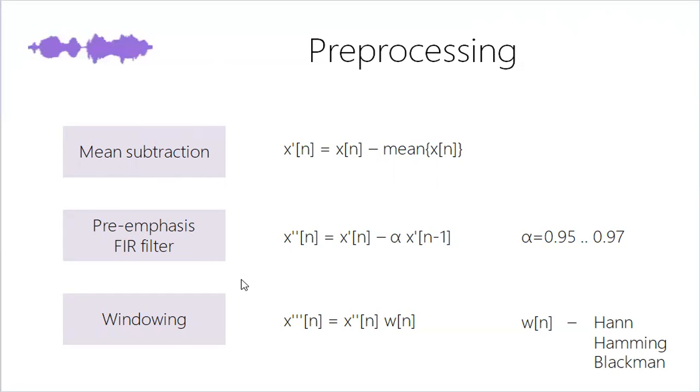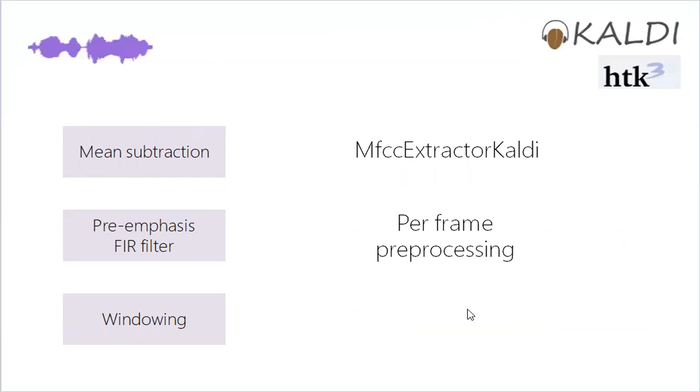And we can also do the windowing, i.e. we can multiply each sample in the frame by the sample of the windowing function, and usually the Hann window function is used. At least this function is used by default in all of the frameworks mentioned above. And a word of caution: in Kaldi and HTK, all these 3 actions are done on a per frame basis.